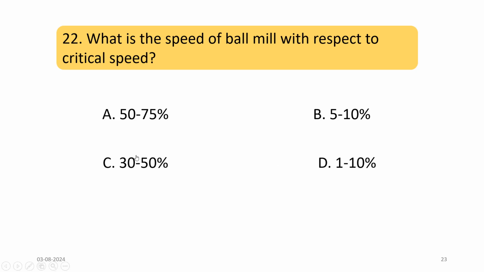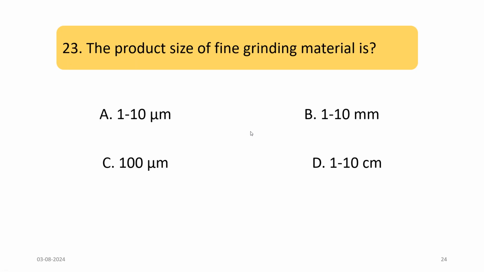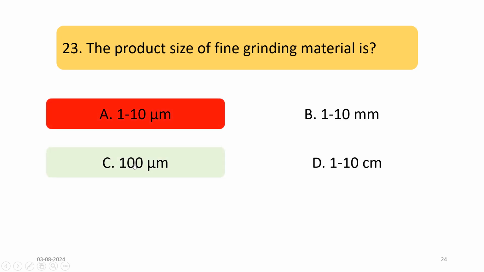So 50 to 70. Yes, the answer is 50 to 75% with respect to the critical speed, the ball mill will run. Next question. The product size of fine grinding material is 1 to 10 micrometer, that is called ultra fine. For fine, it is only fine I am saying, so it is 100 micrometer.